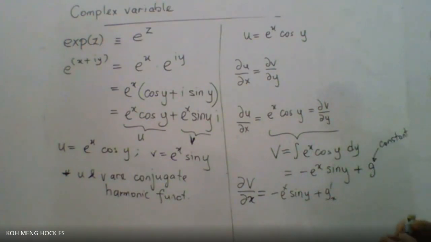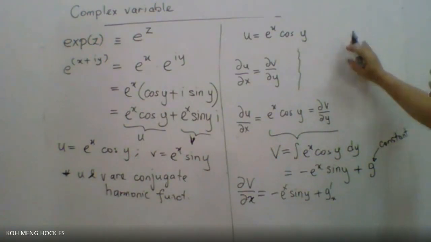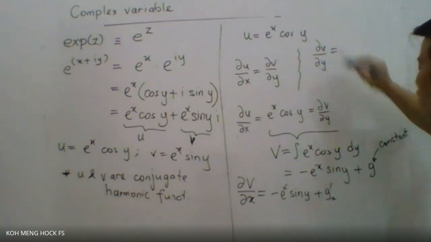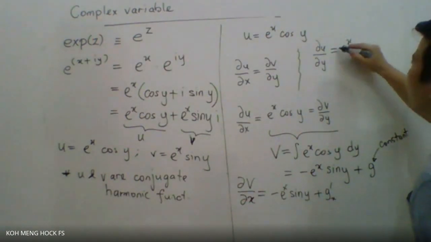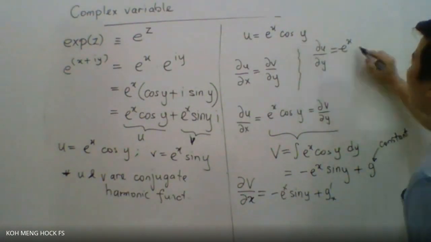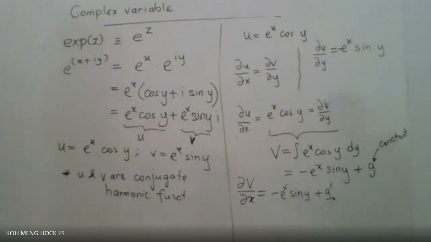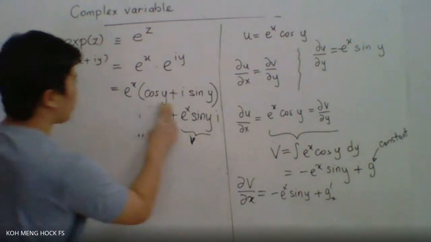Step 3, I go back to this one. I use the second Cauchy-Riemann condition, that is du/dy, and this is going to be minus. Actually, there's a minus sign. Let's just put the minus sign here because this is sin y. Now I need more space. Is everything okay until now, up to this step? Okay, good.